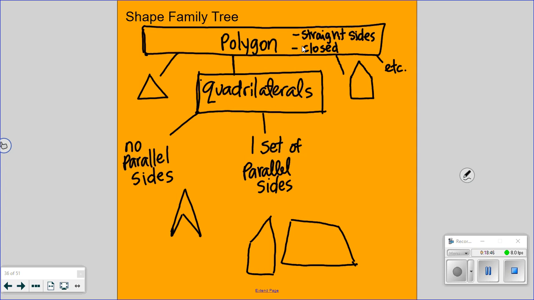Then we got one more category. I bet you can guess what it is. Two sets. We're going to label these. I forgot to label them. You can write it in there if you want. We've got trapezoid. Just so we remember what those are called.